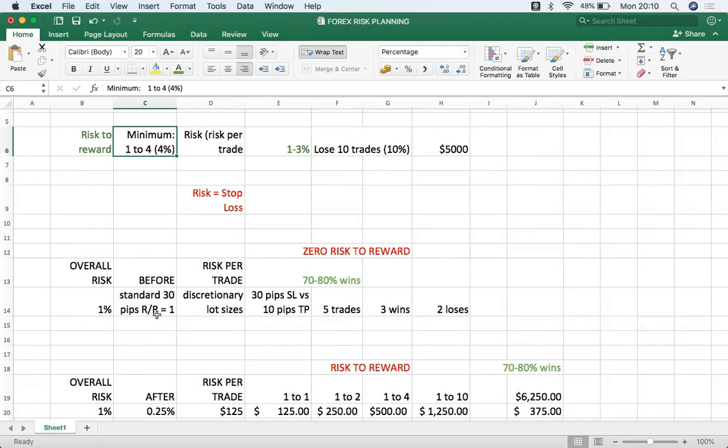But then I realized that was not really a good way for me to trade, because I was not very good at the mental game in terms of not being attached to my trade. So if I don't have a correct stop in my trade, then I'm in problems. So eventually I started using 30 pips and having a risk to reward of 1. So I'm risking 30 pips to gain 30 pips.